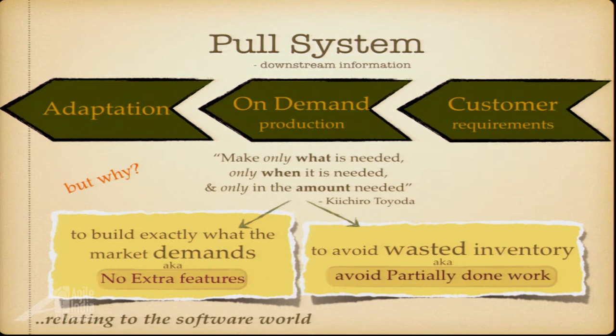Like you guys have already pointed out, we don't build more than is required. Relating that to software, it's extra features. When we're building software, so many times we just think this is going to be brilliant for the market, but we don't go and do market surveys to see if those features are required, and hence we keep pushing out features. And to avoid wasted inventory, which is partially done work or work in progress.